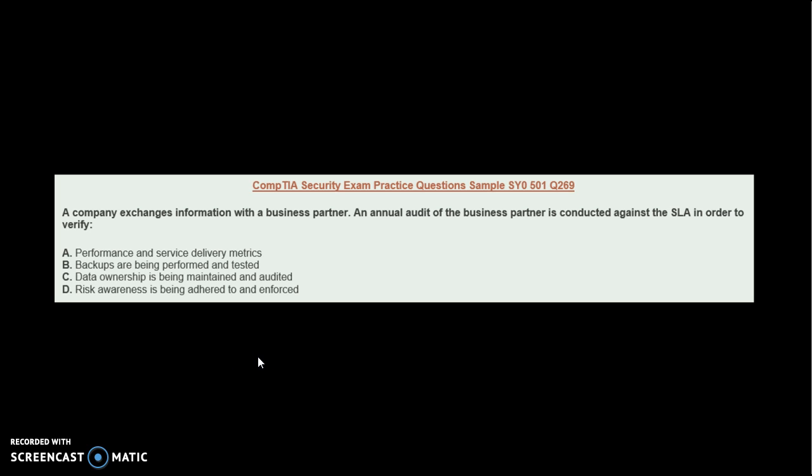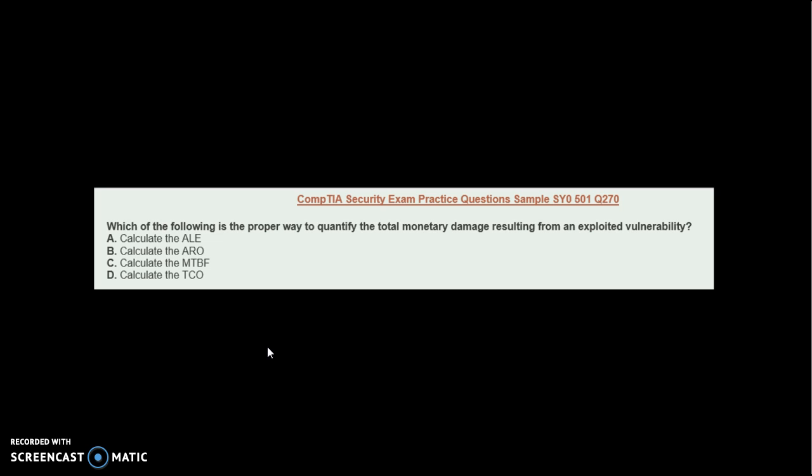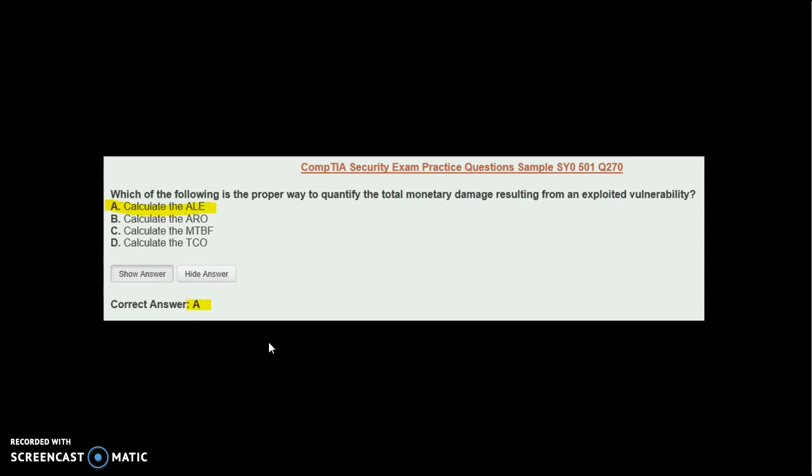Alright, a company exchanges information with a business partner. An annual audit of the business partner is conducted against the SLA in order to verify A, performance and service delivery metrics. Which of the following is the proper way to quantify the total monetary damage resulting from an exploited vulnerability? That is to calculate the ALE.